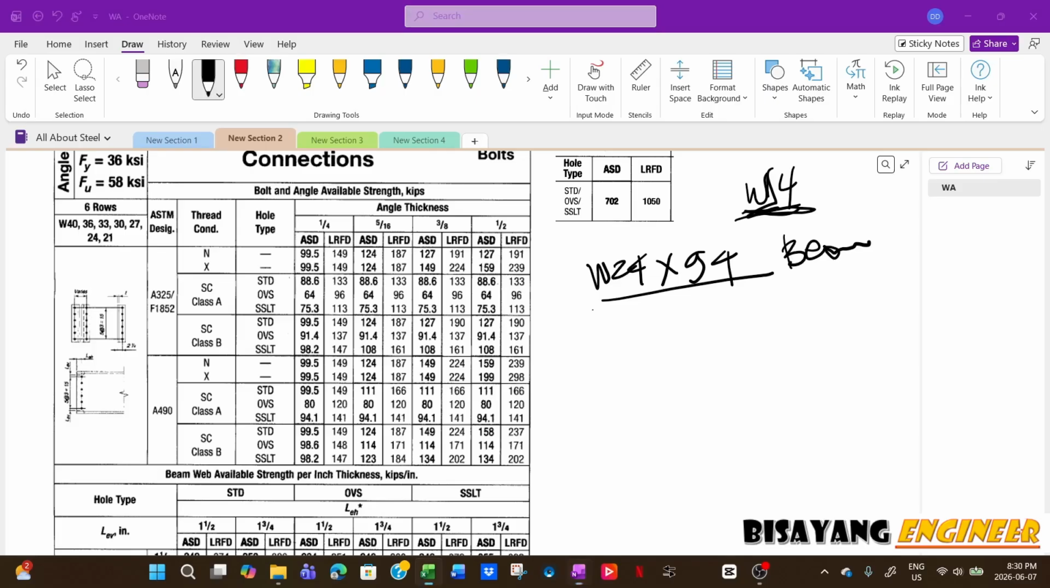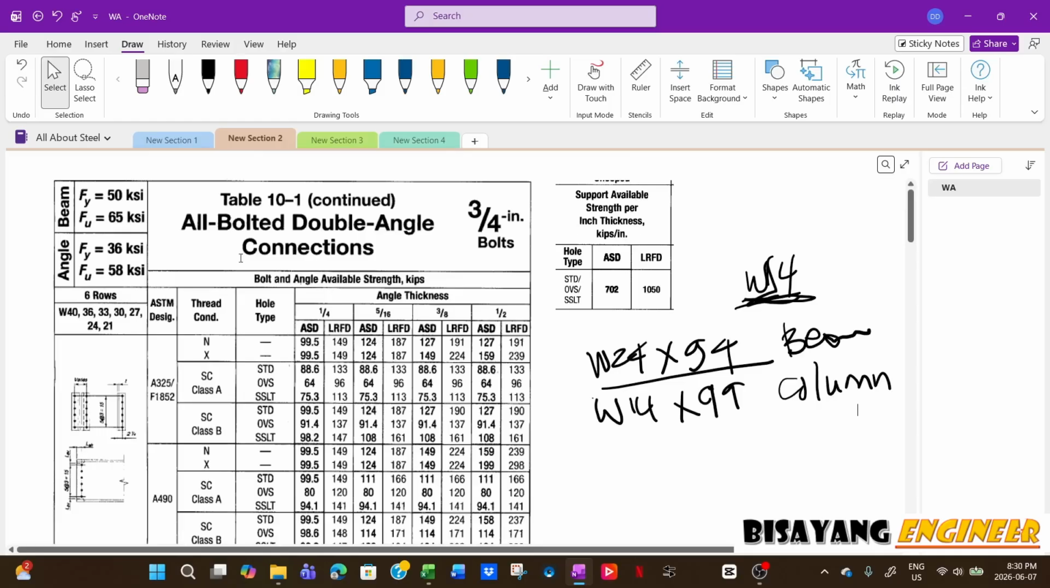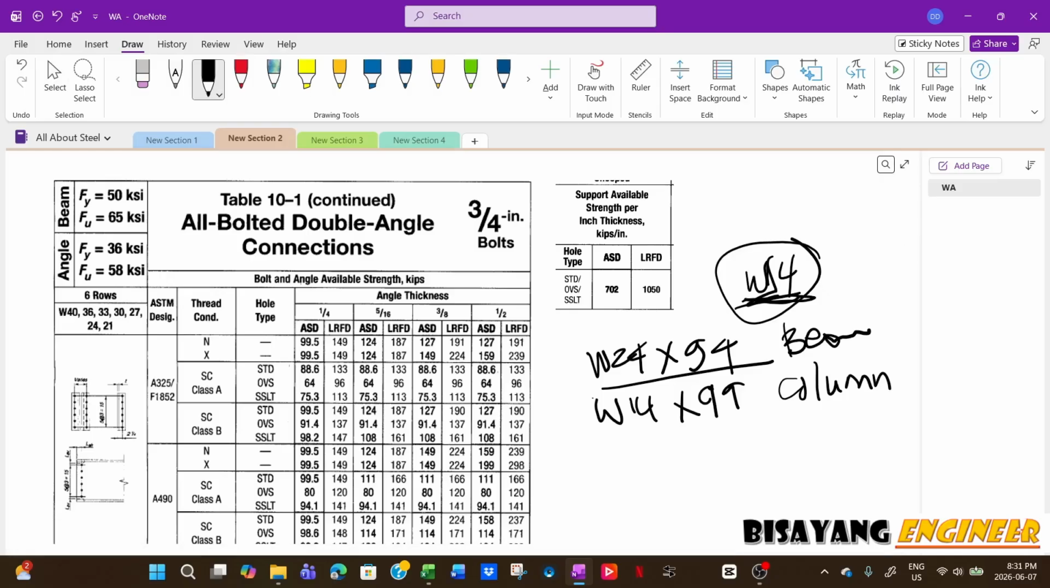say 99, W14 by 99. So this is our column. And the information you need for that one is, of course, if this is a moment connection, you have to make sure that the flange of the column, that's why we typically use W14, because for most W14 sections, the beam depth is almost the same as the flange width, and it's wide.